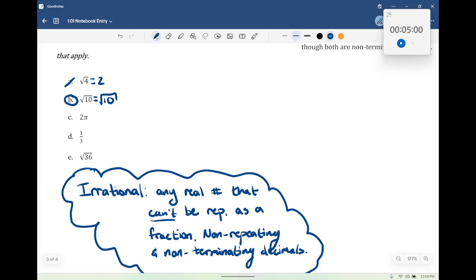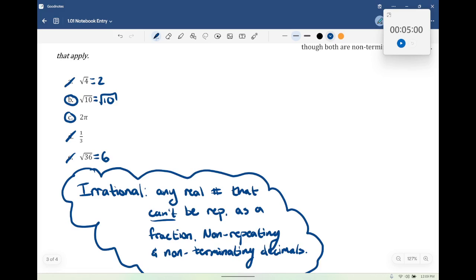Now, on C, pi. We already named that pi was irrational. I'm here to restamp. The fact that there's a 2 in front of it does not change that. And so C is also irrational. Now, 1/3, well, that is a fraction, so it definitely can be a fraction. And so D is out. And again, please raise your hand. What is the square root of 36? All right. 6. And so again, that's actually just a whole number. And so E is out. And so we have B and C as our irrational values.